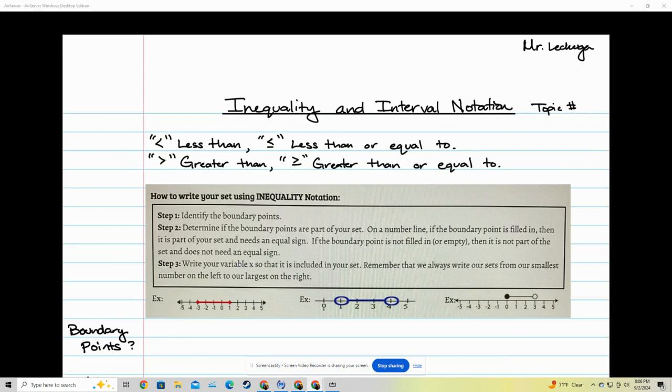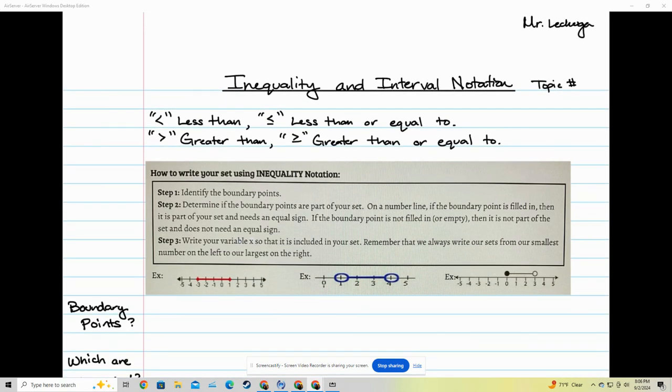Okay, so first let's focus on sets that are bounded on 2 points. That is to say, there's a start and there's an end to where your set is at. So on sets that look like that, first we're going to identify the boundary points. A boundary point is where it starts or where it ends, okay?